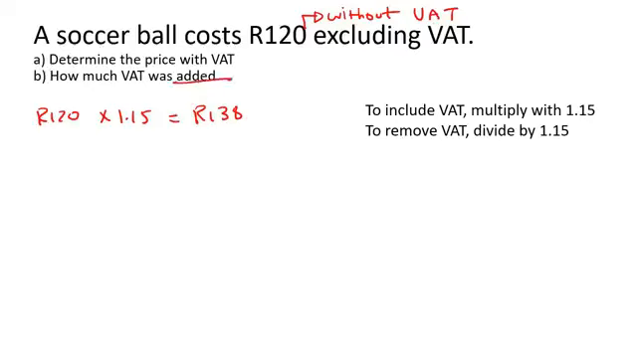So how much VAT was added? Well, this was the original price before the VAT, and this is the price after the VAT. So for question B, you could just say 138 Rand minus 120, and that would be 18 Rand. So they added on 18 Rand of VAT.